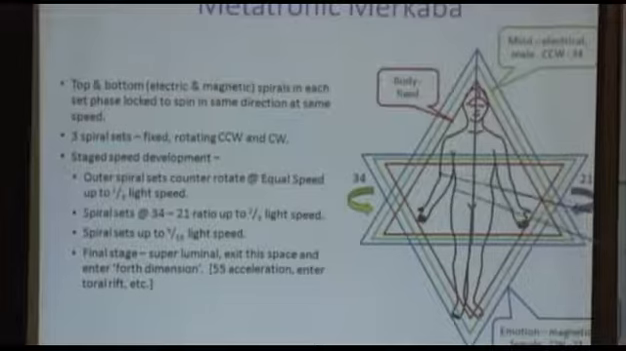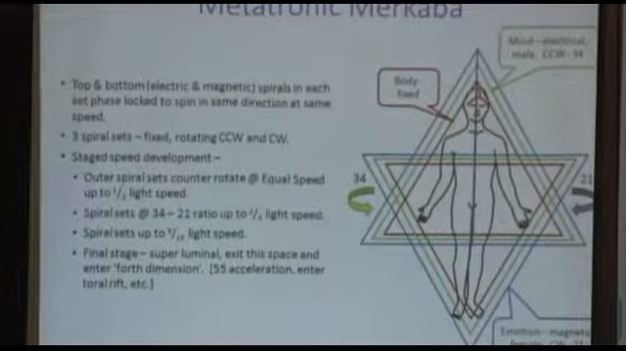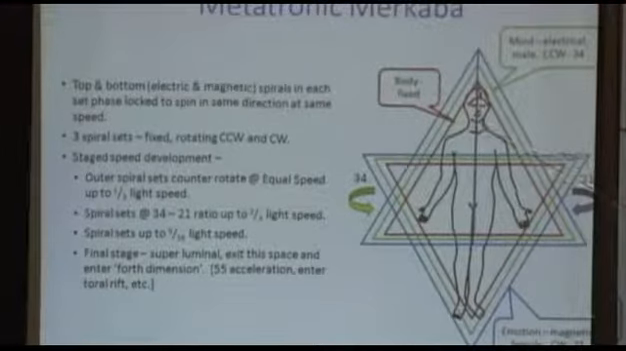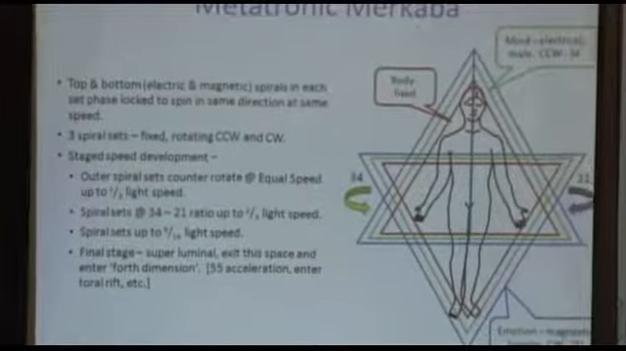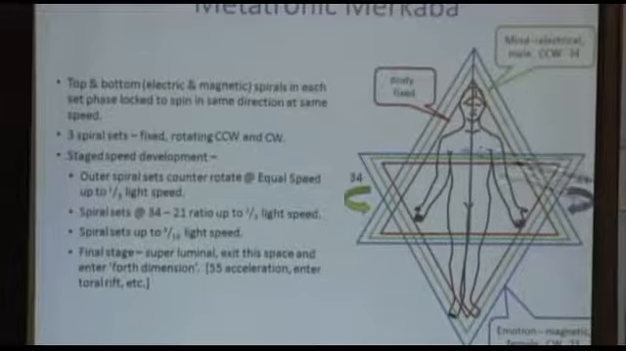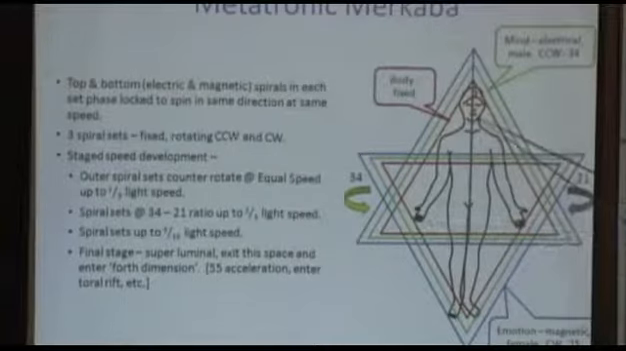Now, we've seen in the Merkaba structures that the natural orientation of the magnetic and the electrical spirals is in opposition to each other, that they spin in opposite directions, and that there is a 3-to-1 natural balance in spin speed between the two. So what we have here is a distortion whereby the two spirals are locked together so that they spin in the same direction and at the same speed. Now, we have 3 of these spiral pairs. We have an inner spiral pair that's associated with the body, and that's locked in position. It doesn't rotate within the Metatronic system.